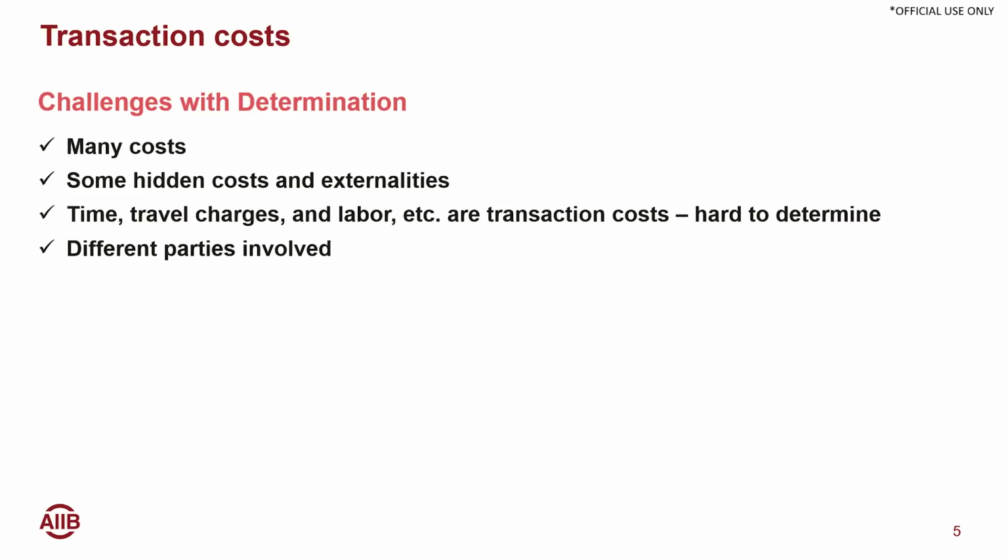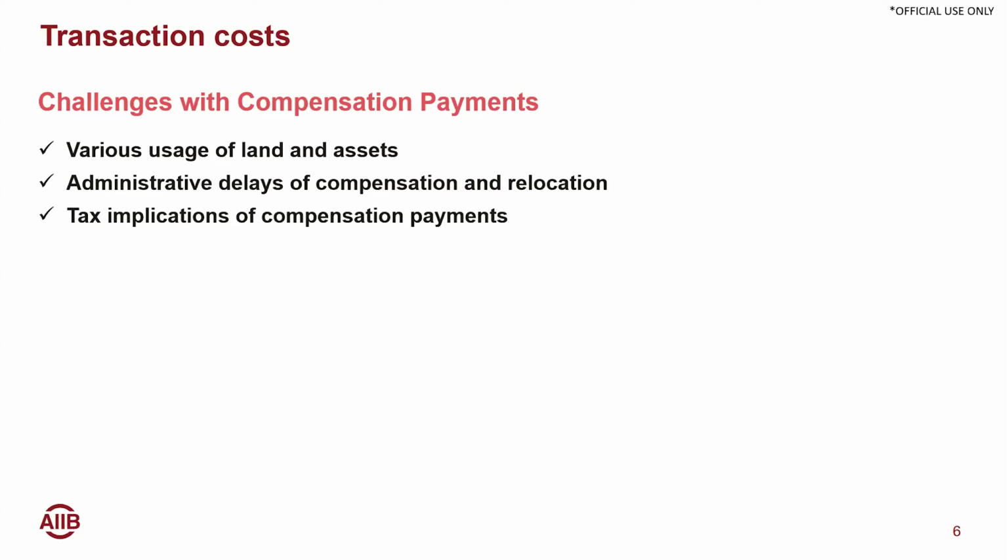Hidden costs, for example, authorization cost, we don't know how much it should be. Externalities, like some costs go to a third party, but not to the affected household, how do we define that? And then the issue with time, travel charges, labor, and other transaction costs, and also the different parties involved. So it takes time and it requires a lot of analysis.